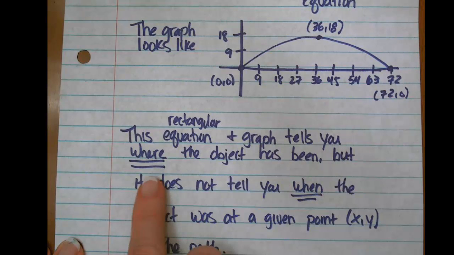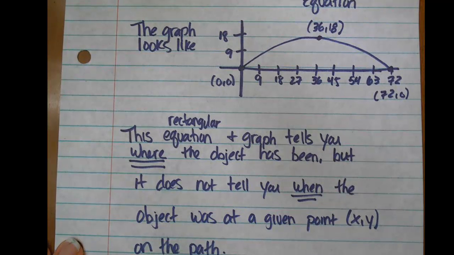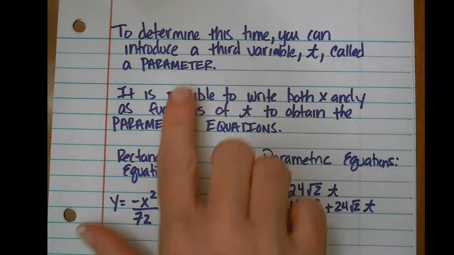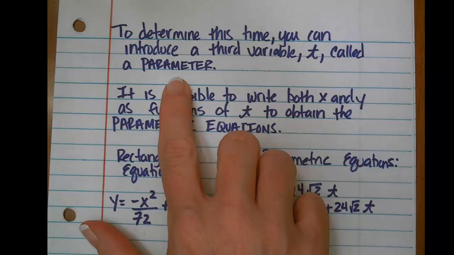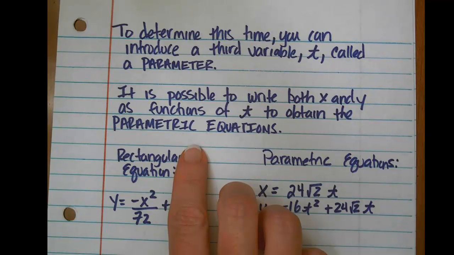This equation tells us where the object has been, but it does not tell you when the object was at a given point (x, y) on the path. So in order to determine this time, you can introduce a third variable t called a parameter, hence why these are parametric equations. It is possible to write both x and y as functions of t to obtain parametric equations.